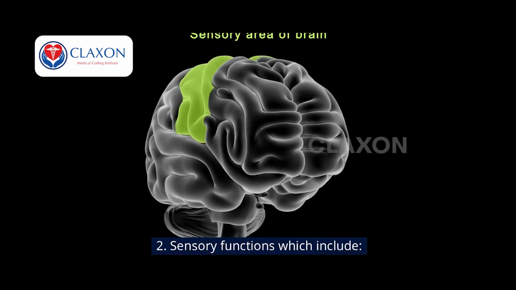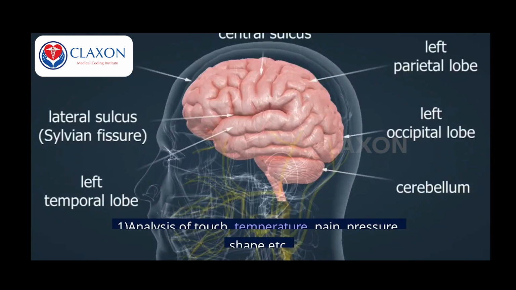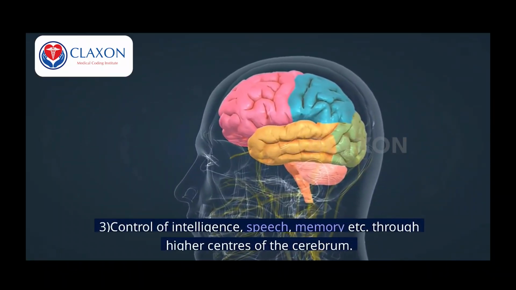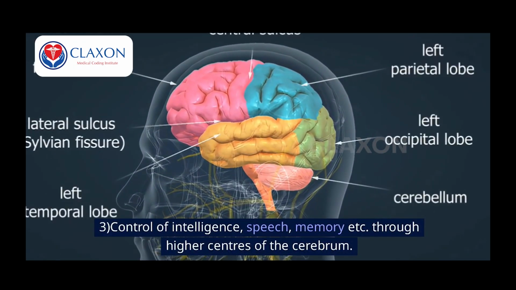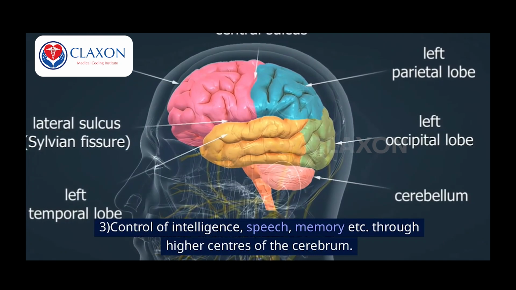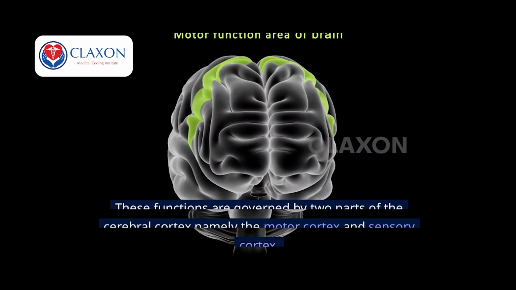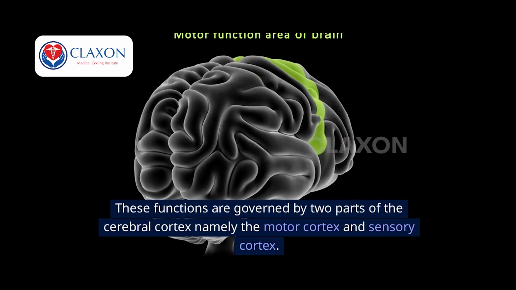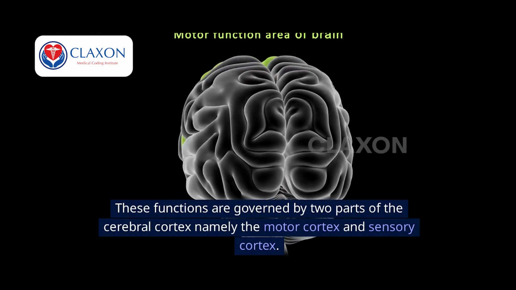2. Sensory functions, which include: 1. Analysis of touch, temperature, pain, pressure, shape, etc. 2. Governing of conditioned reflexes. 3. Control of intelligence, speech, memory, etc. through higher centers of the cerebrum. These functions are governed by 2 parts of the cerebral cortex, namely the motor cortex and sensory cortex.